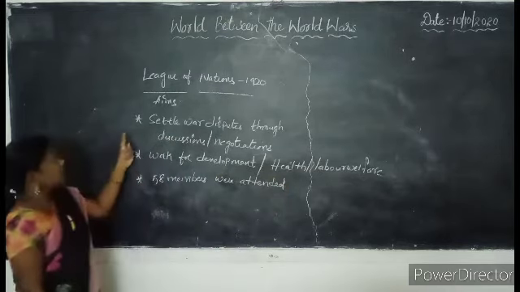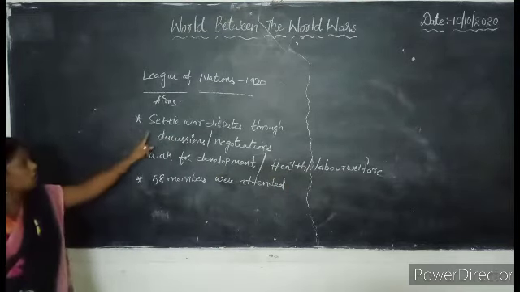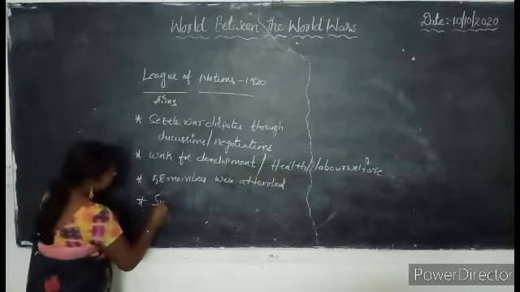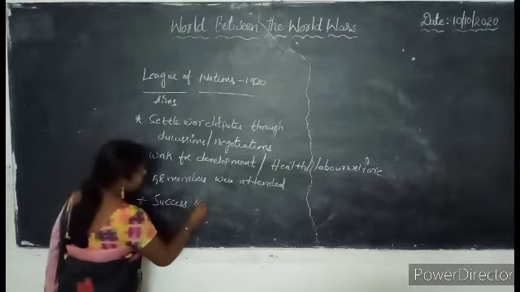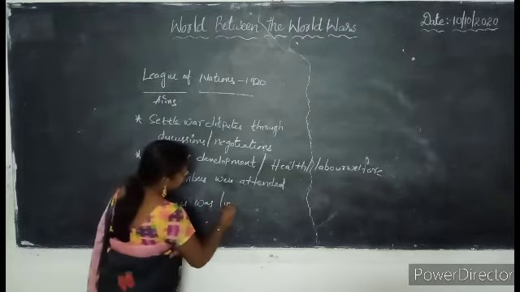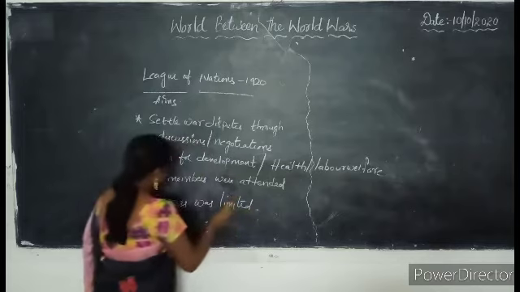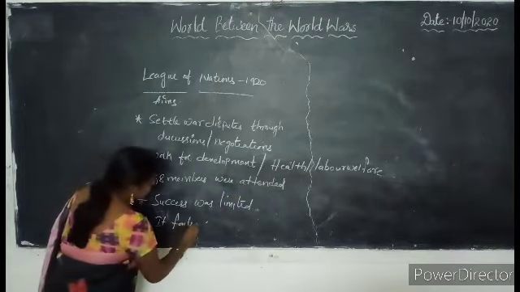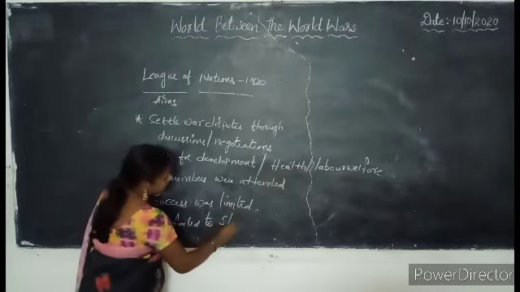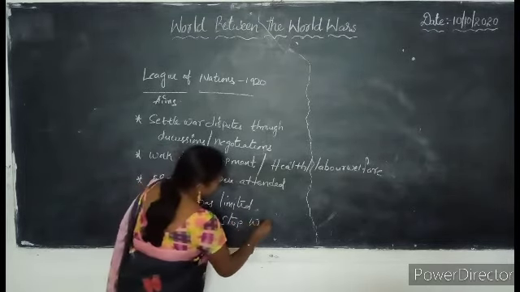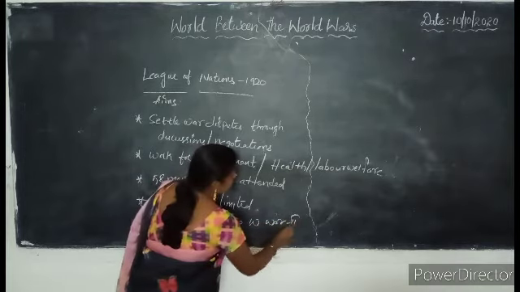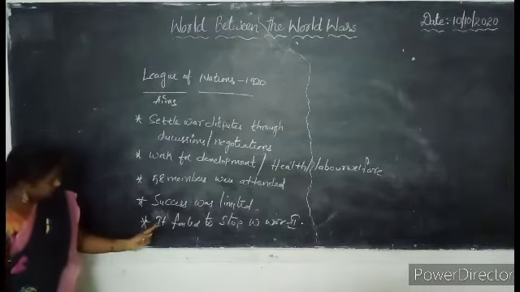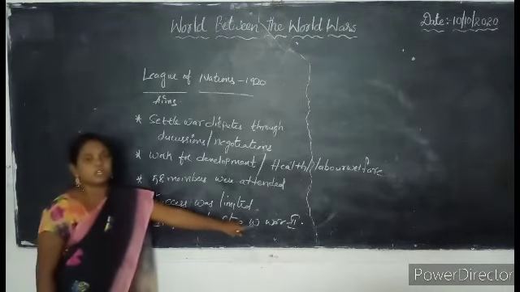So, why was this started? In order to control the wars. But the success of the League of Nations was very limited. The League of Nations failed to stop World War II. So the success is very limited. It could not stop World War II.